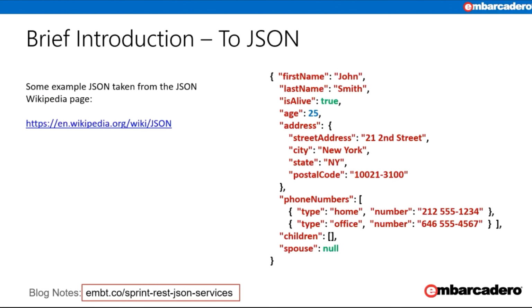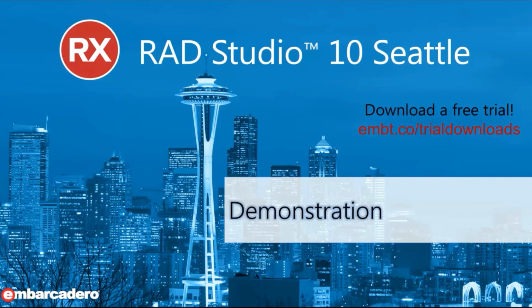Here's a piece of example JSON taken from the Wikipedia page. You can see the name-value pairs, and you'll notice that the fields of the address are encapsulated with braces, making this an address object. Similarly, the phone numbers are encapsulated with brackets, and each of the elements inside that bracket is enclosed in braces. So the phone numbers array is an array of phone number type objects. So let's go ahead and start building our server.